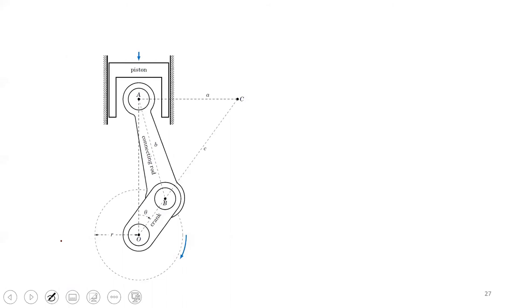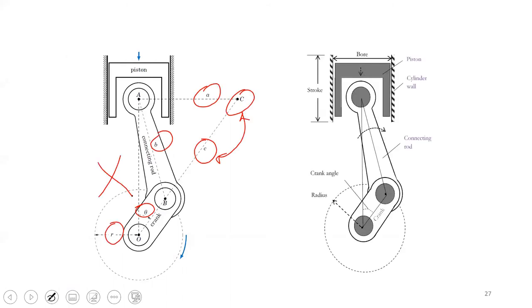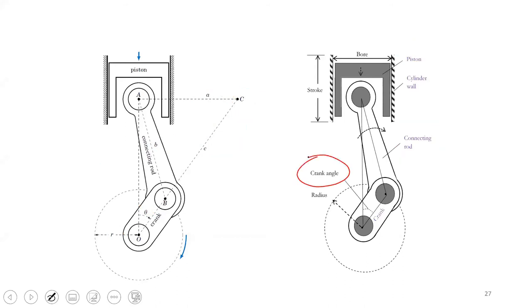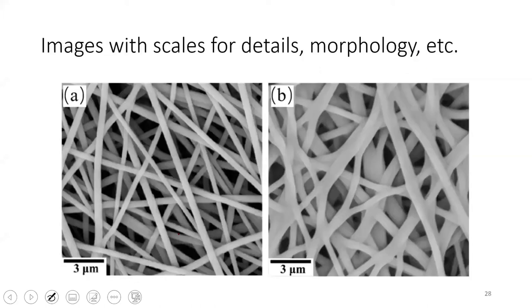When you produce the figure, if you use black and white, you can simply give it a name. Just use the words. For example, with this kind of angle, I just say crank angle. Image: when you use an image, you must provide the scales. Otherwise, people don't know the size, the relative size, right? The images are important for morphology. You can see this one is entangled. Regardless of the technical content, when you look at the figure, you can tell the difference.